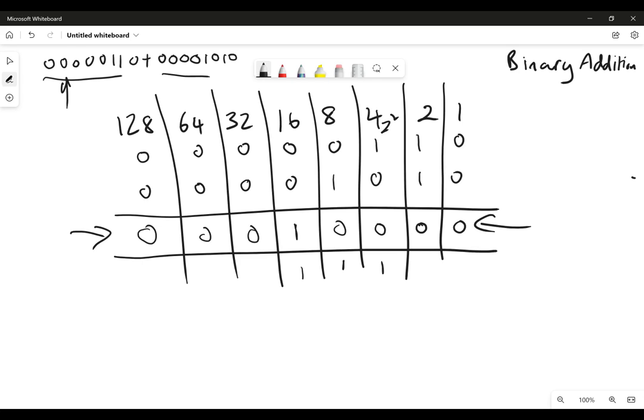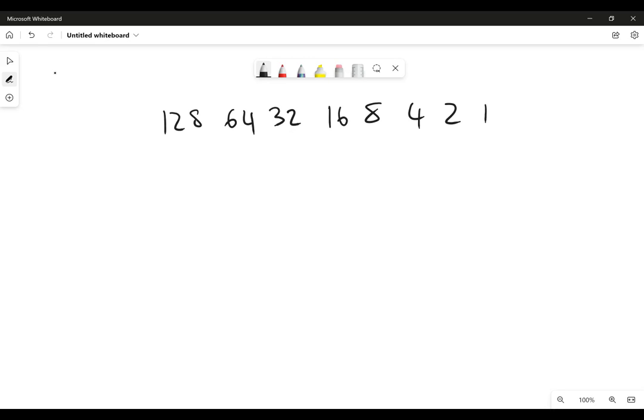That is binary addition. In fact, let's do another one just to make sure we've got understanding of that. Let's just go back. The question we're going to use is, let's say 0 0 0 0 0 1 1 0 plus 0 0 0 1 1 0 0.